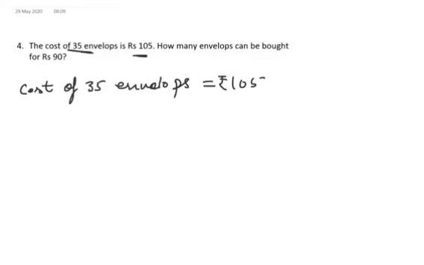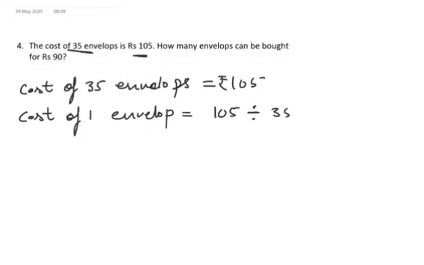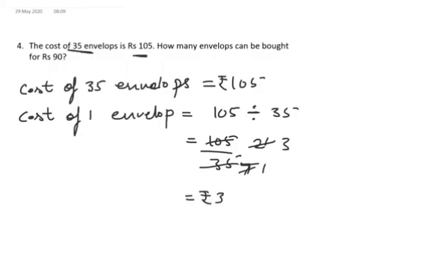So can you find the cost of one envelope? The cost of one envelope is equal to, just divide 105 by 35. So what are you going to get? 105 upon 35, 5 sevens are 35, 5 twos are 10, 5 ones are 5, 7 ones are 7, and 7 threes are 21. So rupees 3. Not 3 paisa beta, it's rupees. The cost of one envelope is equal to 3 rupees.